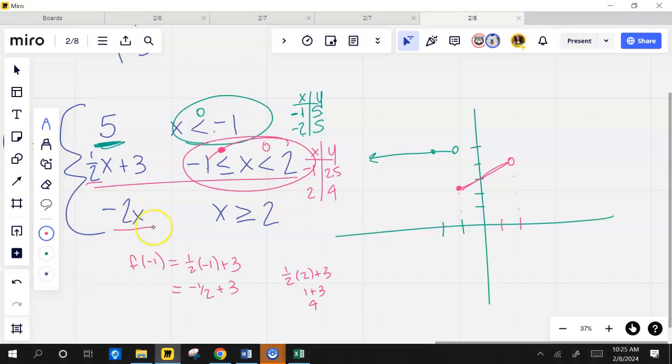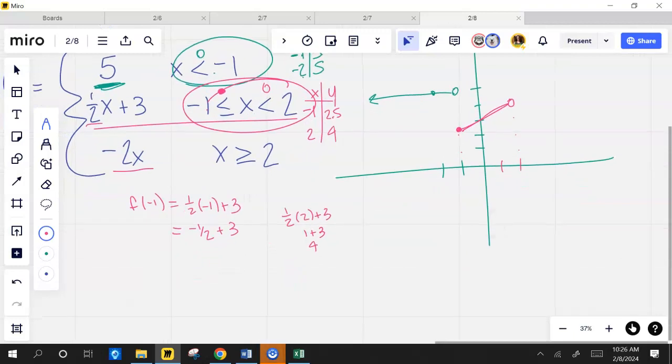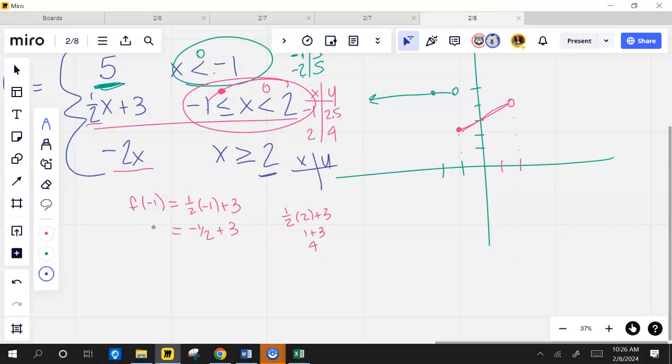How about this last one? What am I going to start with plugging in? 2, because that's my restriction, right? If I plug in 2, what do I get for y? -4. That's a closed dot, so 2, -4.